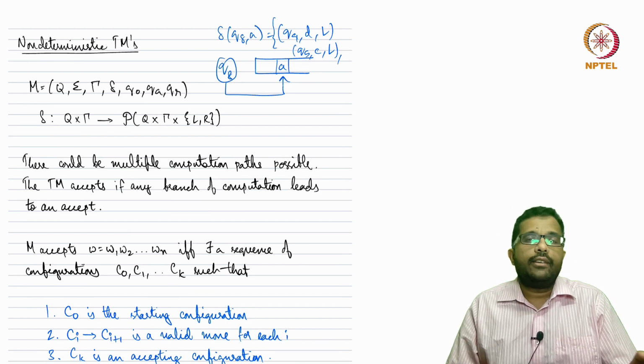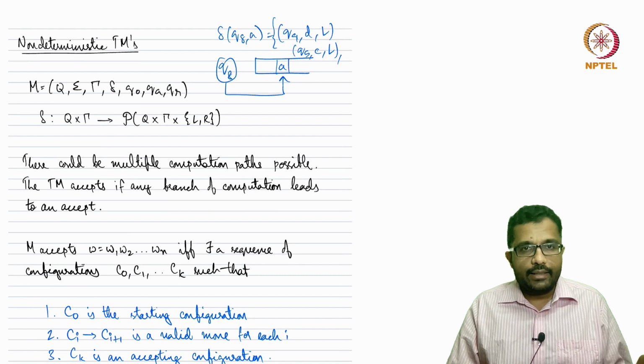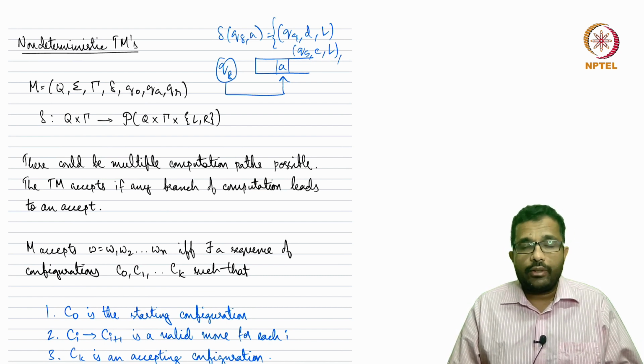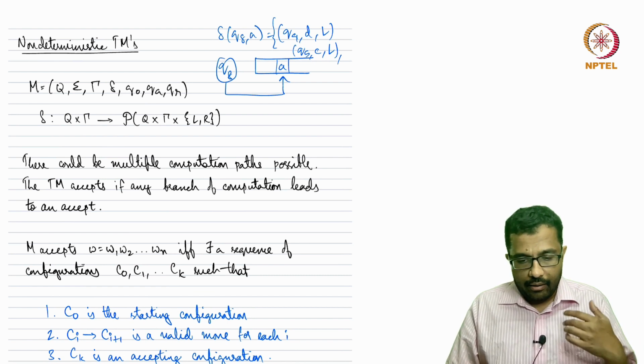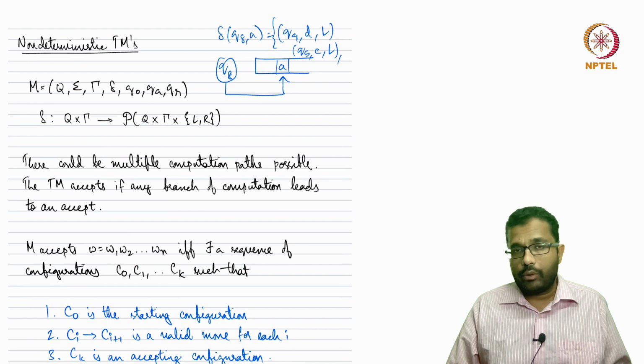The number of choices available could also be 0. If you recall in NFAs, for the current state and the symbol read, you could have multiple choices, just one choice, or 0 choices. Similarly, here you could have multiple choices, just one choice, or 0.